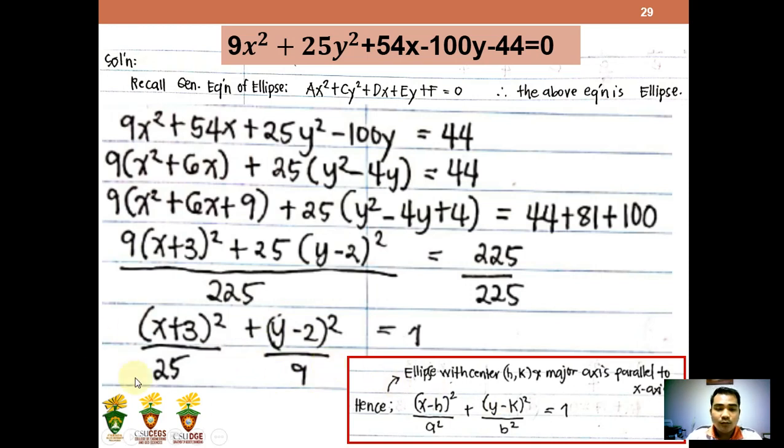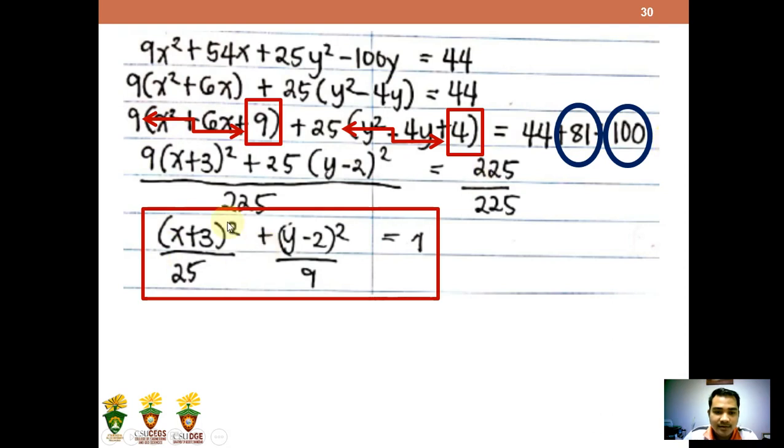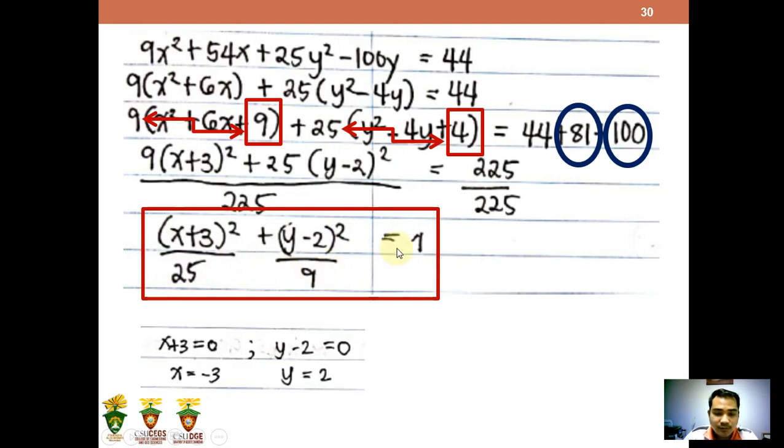So again, the curve we derived, based on its standard equation, is an ellipse with center h, k and a major axis parallel to the x-axis. Again, 9 times 9 is equal to 81, and 4 times 25 is 100. So going back, the answer we derived earlier is x plus 3 squared over 25 plus y minus 2 squared over 9 is equal to 1.